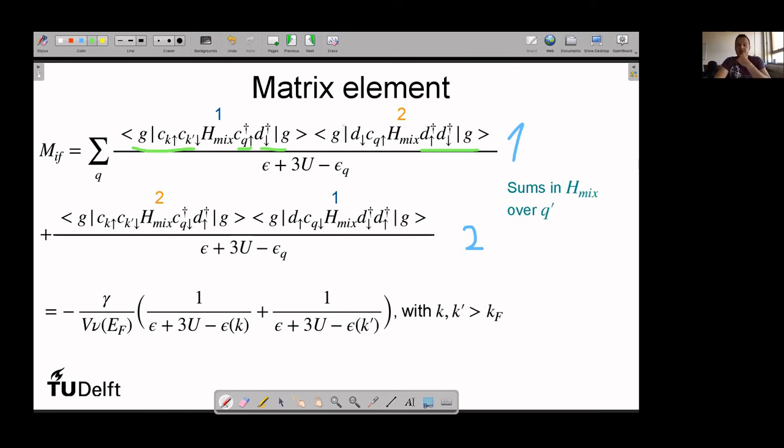And so we need to evaluate these types of combinations of creation and annihilation operators. I've also forgotten that we have in the denominator the energy difference that we found previously. Now I have only denoted it again with color here. You can see for 1 and 2, which will be the terms that will be non-zero in the mixing Hamiltonian, that will give a non-zero contribution to this matrix element.